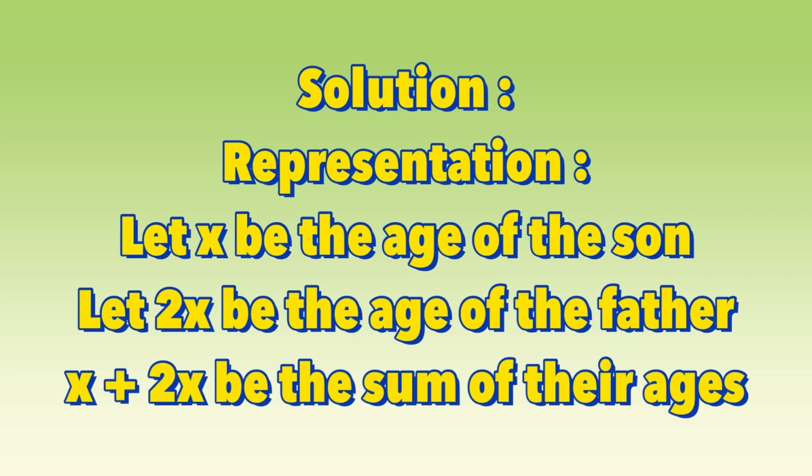Then we're going to analyze the age of the son. We do not know it, that's why we're going to represent this as x, and the age of the father is twice, meaning 2x. So let x be the age of the son, 2x the age of the father, and the problem stated the sum, meaning we're going to add the x and the 2x, where x is the son and 2x is the father. So in our representation, we have the sum of their ages.